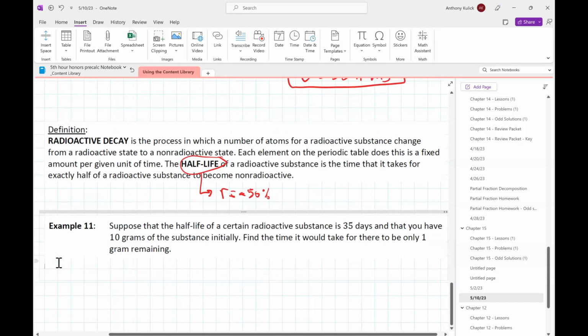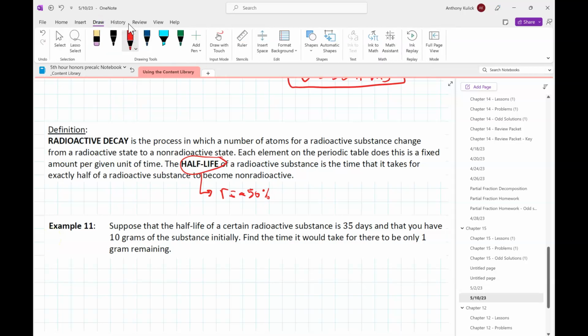All right, suppose that the half-life of a certain radioactive substance is 35 days, and you have 10 grams of the substance initially. Find the time it would take for there to be only 1 gram remaining. Again, I see a two-step problem, right? Write the model, and then solve the model equal to 1.